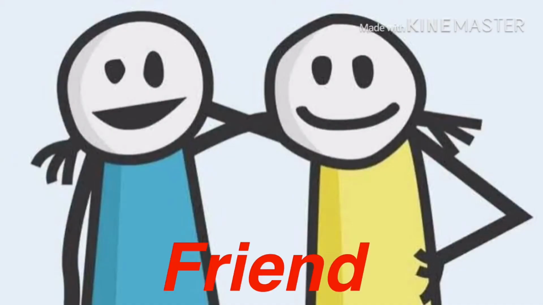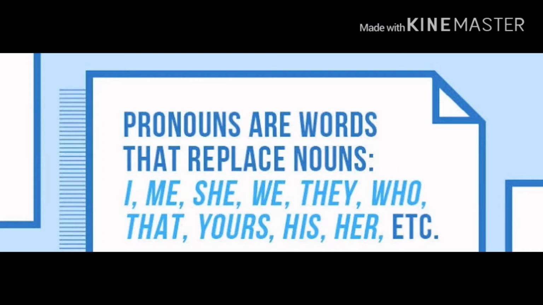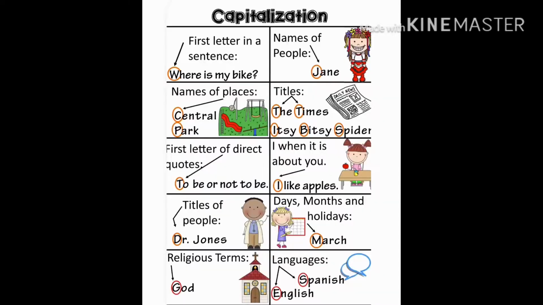Friend. A friend is a closely regarded person. Pronouns. The pronouns are words that replace nouns. For example, I, me, she, we, they.